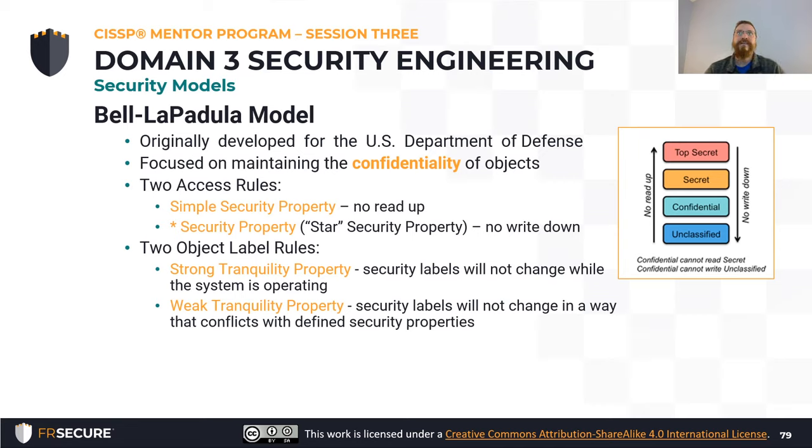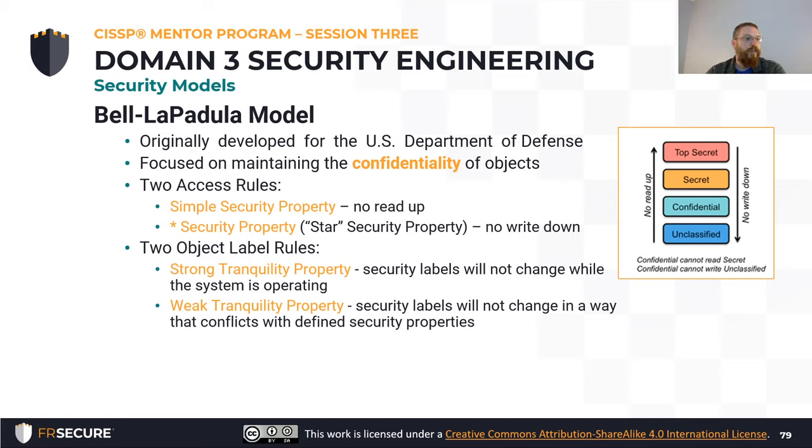Bell-LaPadula. So you'll need to know this was for the Department of Defense, focused on confidentiality. Bell-LaPadula, confidentiality. So the way this works: simple security, you can't read up. If I have a confidential level clearance, I cannot read secret level information. I don't have the permission to read that. The star security property means I can't write down.